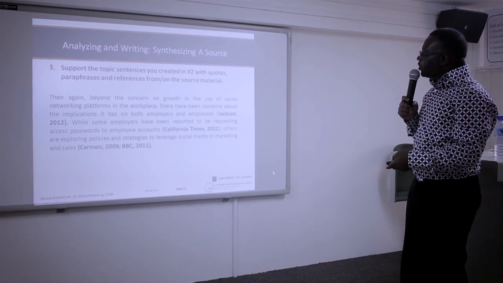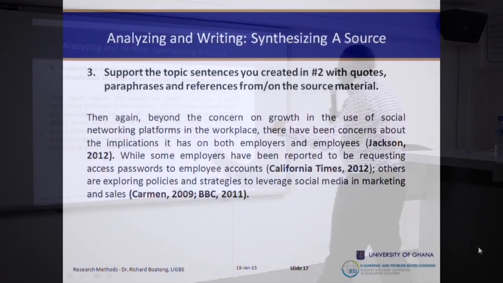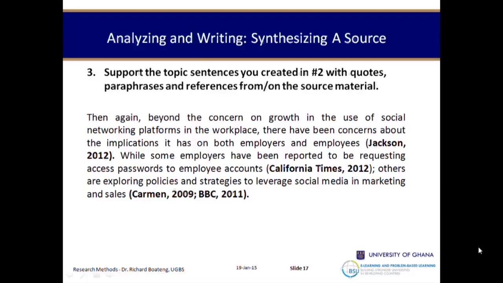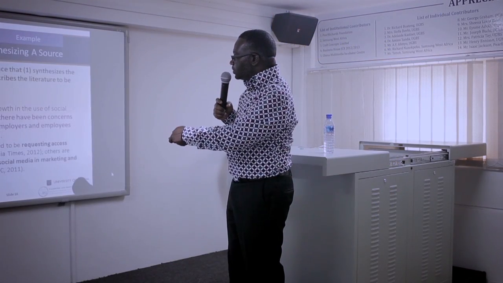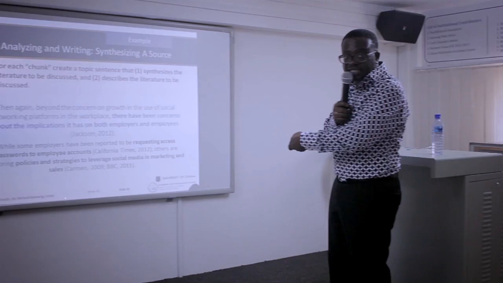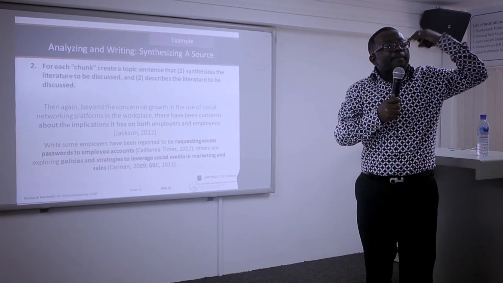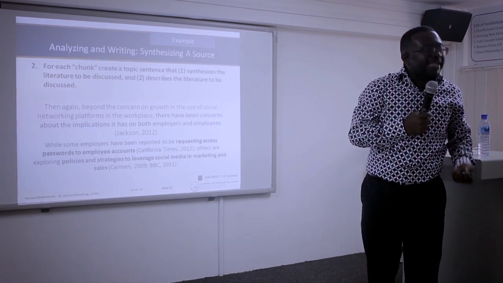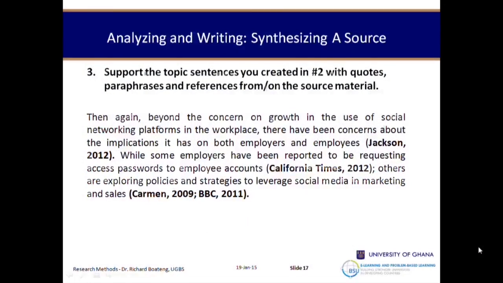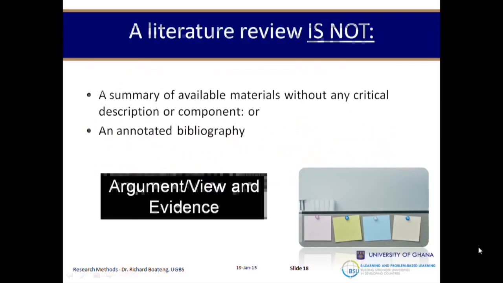Okay. Then when you have put the sentences together, you have to put in the evidence. Jackson, California Times, Carmen, and BBC serve as what? Supporting evidence to the arguments or the illustrations you have put there. Look at it. This sentence came, this sentence came. Now we are putting references here to show that these things are not just coming from our minds. They are things that are happening. Without them, we say, says who? Who said that? Where is it? While there have been some concerns, where is it from? California Times. The other one is from Carmen and from BBC, and the other one is from Jackson. Do you realize it?